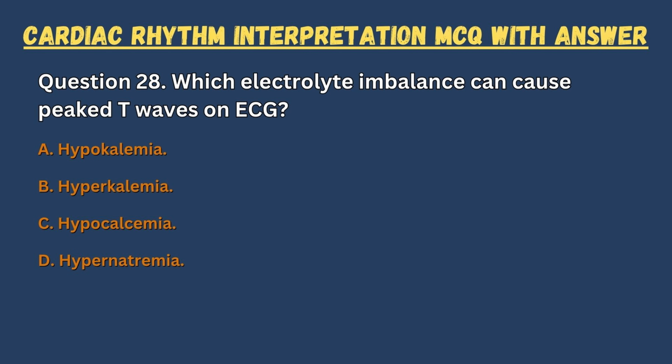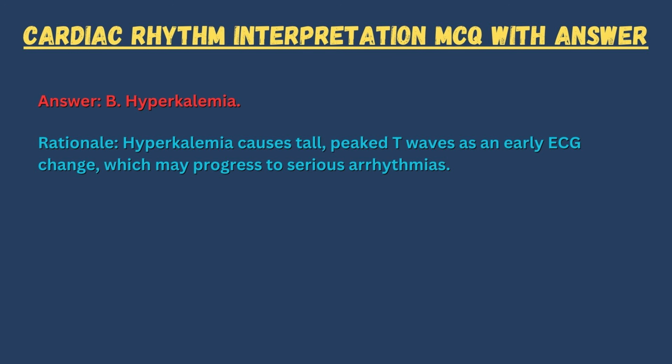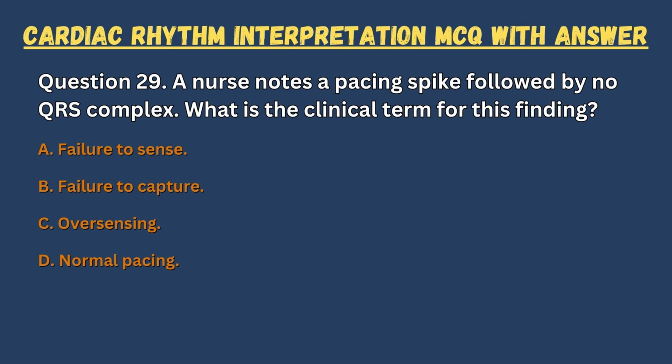Question 28. Which electrolyte imbalance can cause peaked T waves on ECG? A. Hypokalemia. B. Hyperkalemia. C. Hypocalcemia. D. Hypernatremia. Answer: B. Hyperkalemia. Rationale: hyperkalemia causes tall, peaked T waves as an early ECG change, which may progress to serious arrhythmias.